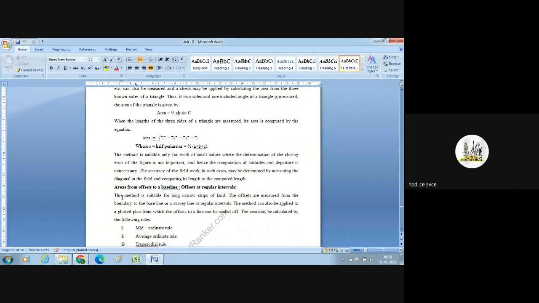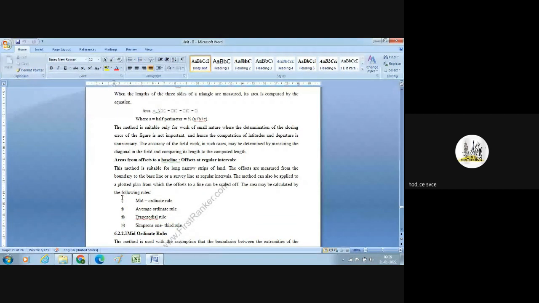As you know, the area formula for a triangle is half into base into height. If an angle is given, we can use half into base into sine of angle C. Already I have given what S is. If you know the three sides of the triangle, we can use another formula: the area equals the square root of S into (S minus A) into (S minus B) into (S minus C). What is S? That is half of the perimeter, half of (A plus B plus C), the three side distances of the triangle.